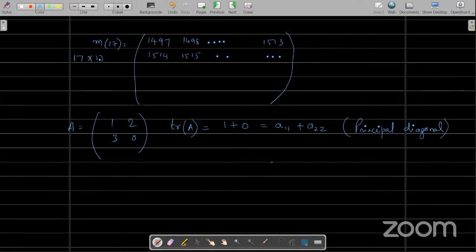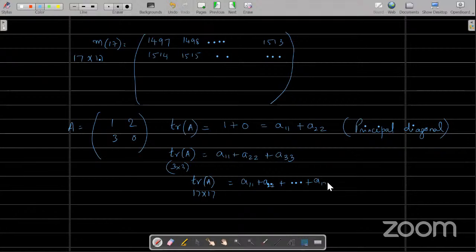So what is 1? It is the diagonal element, first row, first column, and 0 is the second row, second column element. So it is the sum of the diagonal elements, and remember it is the principal diagonal. So this is defined as the trace of a matrix. If I have a 3 by 3 matrix, trace of A will be A11 plus A22 plus A33. So for a 17 by 17 matrix, it will have A11, A22, A33 up to A17,17.